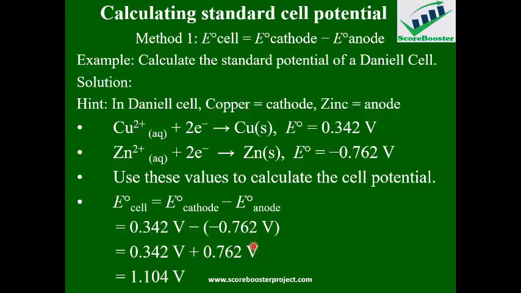It is simple, but assume now that you misplace this, let's say you put minus 0.762 minus 0.342, you get the negative of that. So it means this cell has negative potential, which is not possible, because all primary cells have positive potential. So that is just by the way.